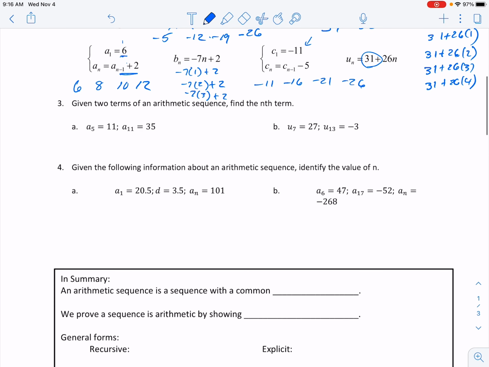Now, given 2 terms of an arithmetic sequence, find the nth term. Well, I write these out. I have A5, A6, A7, A8, 9, 10, and 11. So this I put in 11. This is 35.